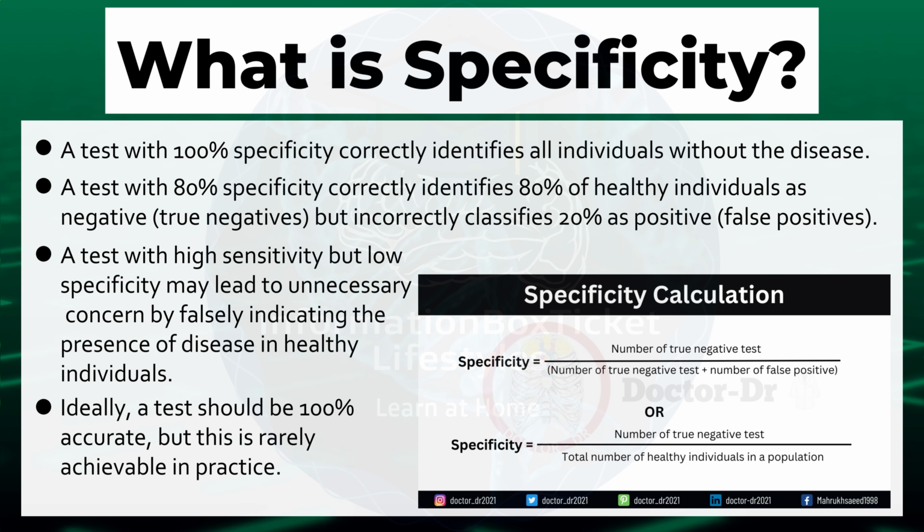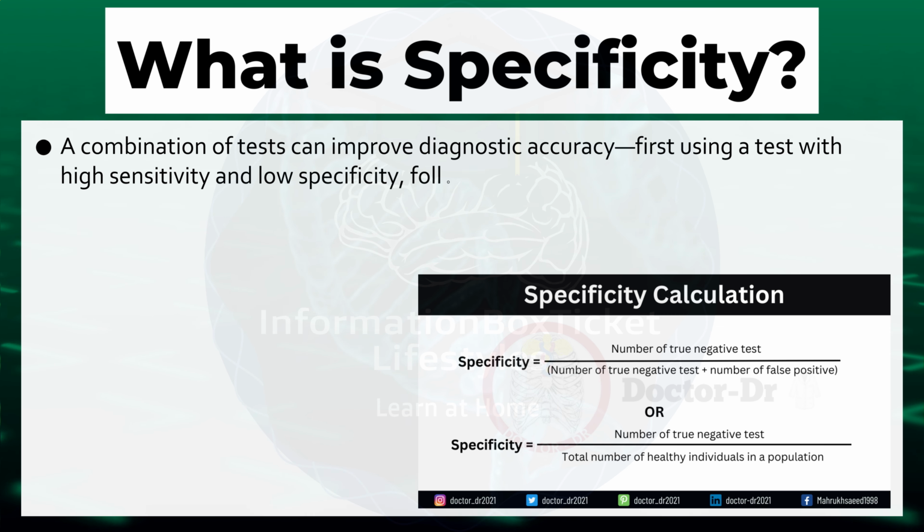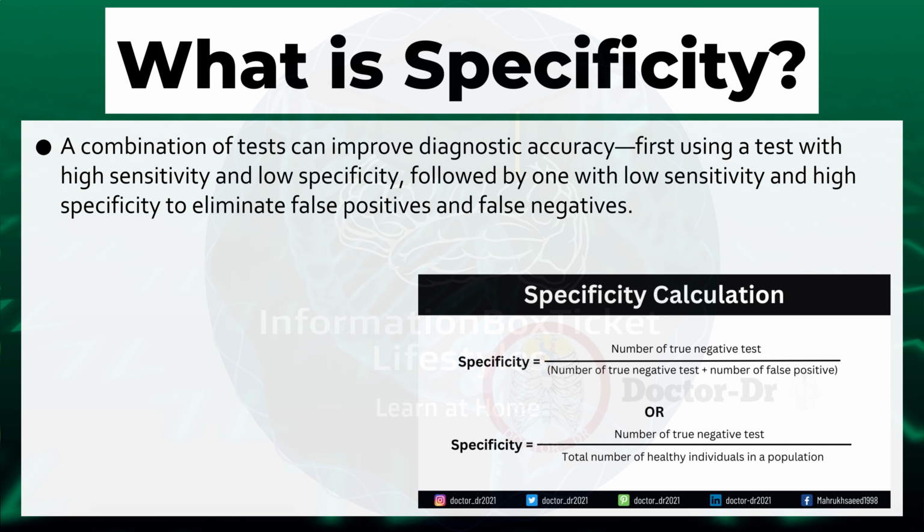Ideally, a test should be 100% accurate, but this is rarely achievable in practice. A combination of tests can improve diagnostic accuracy, first using a test with high sensitivity and low specificity, followed by one with low sensitivity and high specificity to eliminate false positives and false negatives.